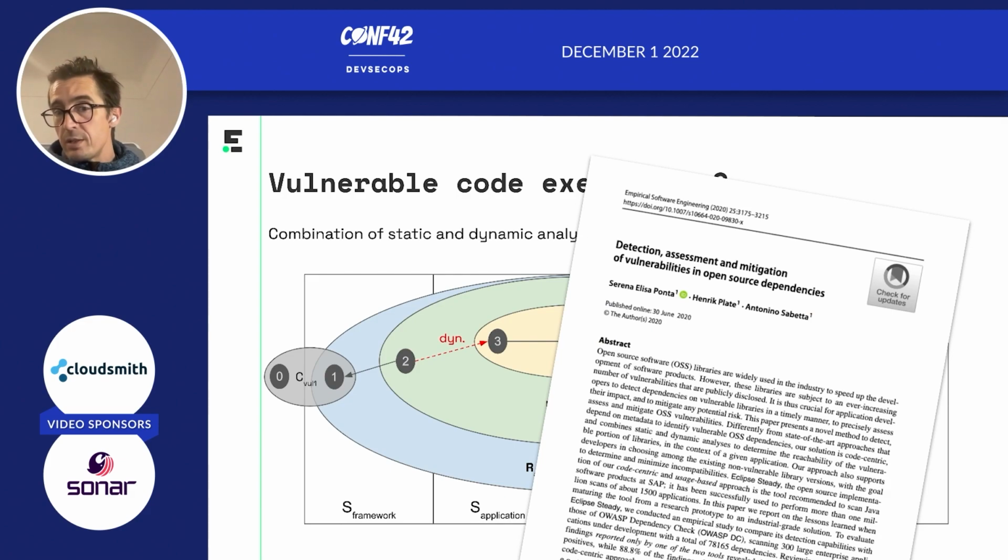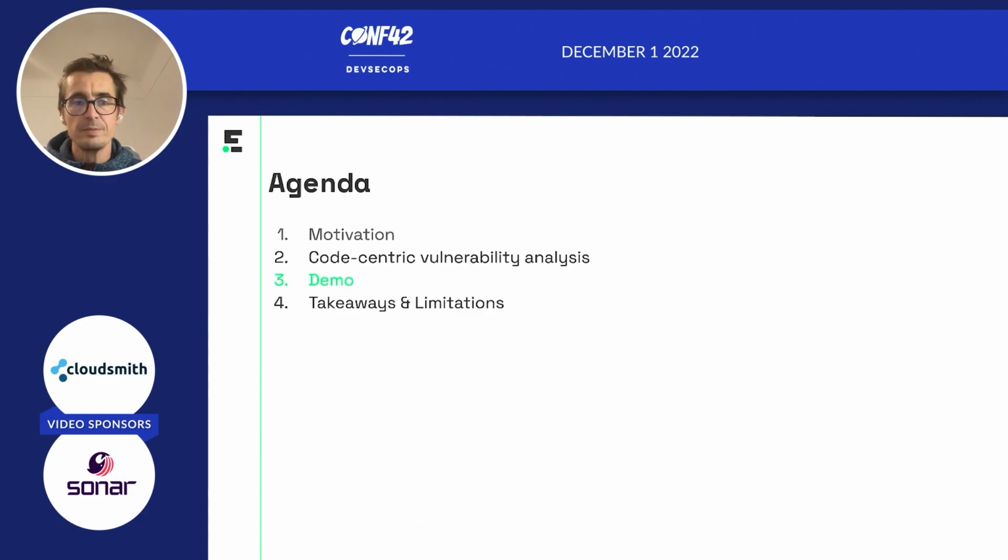You can read all the details in the research paper put on the slide, including an empirical study of how many vulnerabilities were reachable after the respective analysis steps. And we found that, if I remember well, something around 10% of vulnerable code was only reachable due to this combination of static, dynamic, and static analysis. So how does it look in practice?